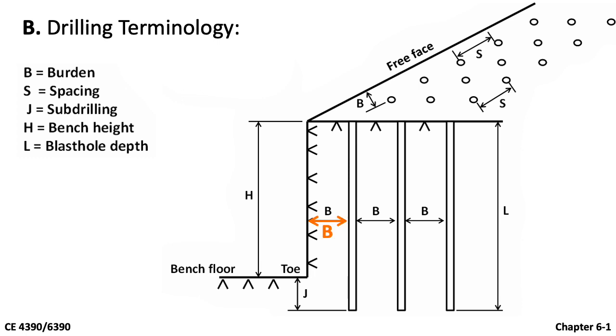Burden B is the distance from the open surface to the edge of the nearest hole. Spacing S is the distance from center to center between two adjacent holes. Subdrilling J indicates the portion of the hole which goes deeper than the bench floor. H is the height of the bench. Finally, L is the total length of the blast hole.